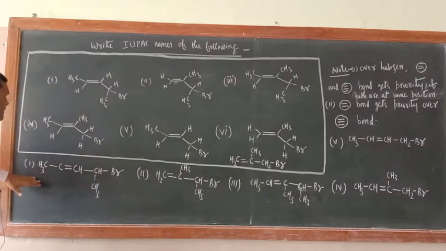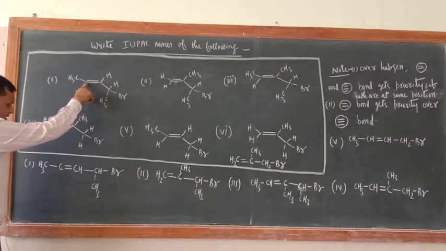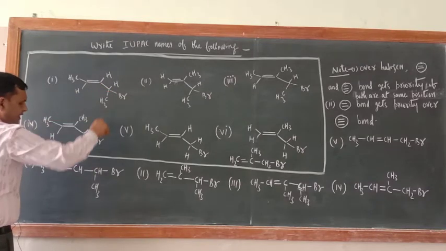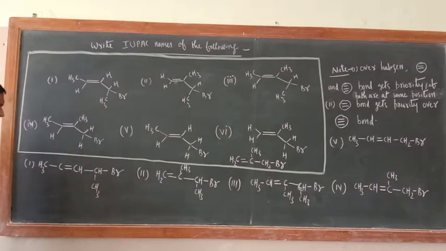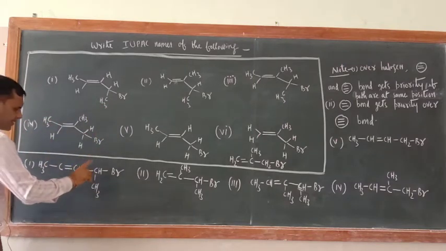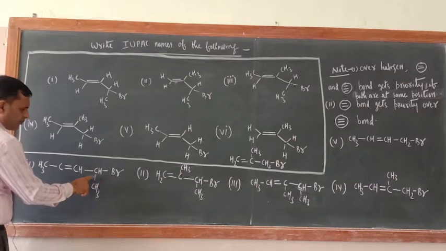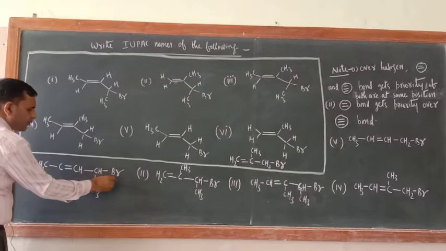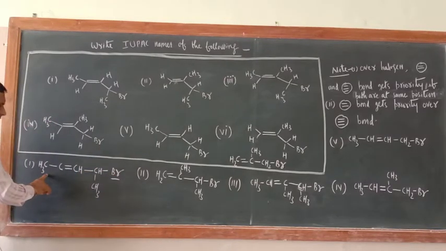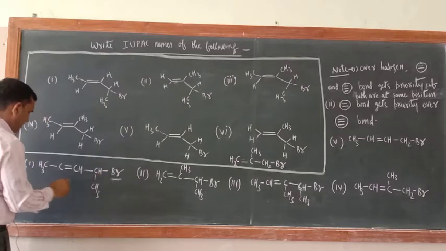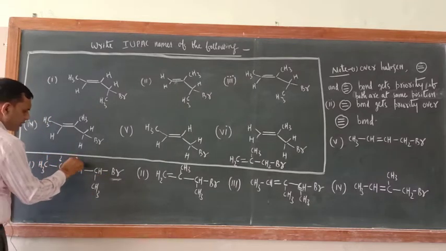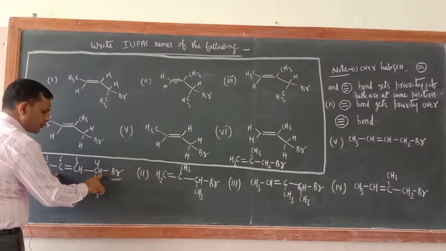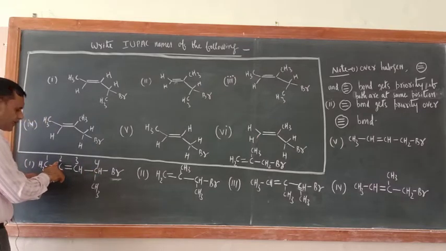Okay, now just see. I simplified this one in this way: CH3, here C, here double bond, here CH, CH, CH3, Br. Try to understand. Suppose you are starting numbering from this side. First task is to select the longest continuous chain. So 1, 2. At 2 position, Br will come. And from the other side, 1, 2, 3, 4, at 2 position only the double bond is coming. So here also at 2 position Br is coming, and here also at 2 position the double bond is coming.